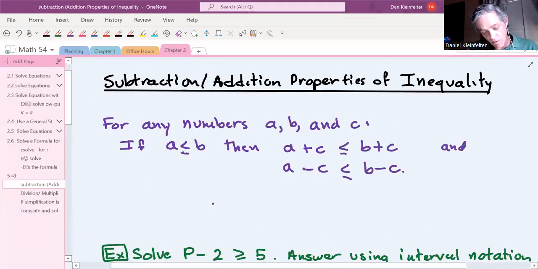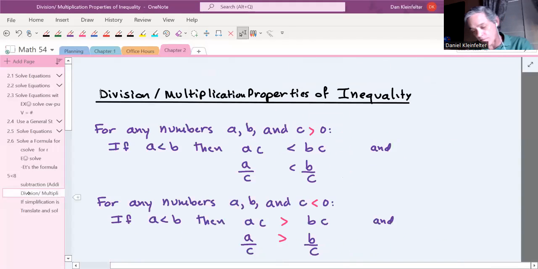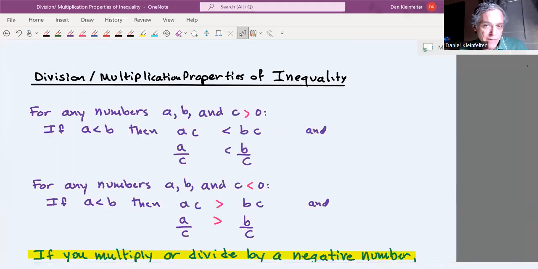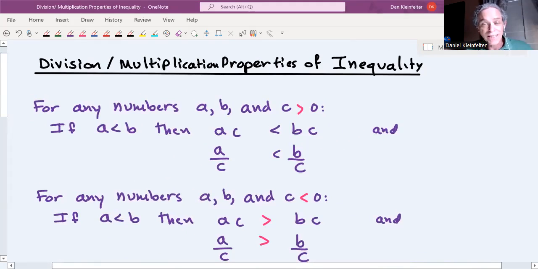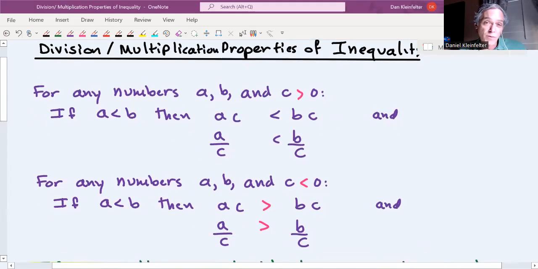Okay, so let's go on to the division and multiplication properties of inequality. This one is a little bit more complicated, and it has something in it that we're going to have to be careful of, and it's a little longer. Again, keep in mind that this rule could be written out 4 times: once for less, once for greater, once for less than or equal, once for greater than or equal, but we're not going to. Just keep in mind that it's there. We're going to state it all for less than.